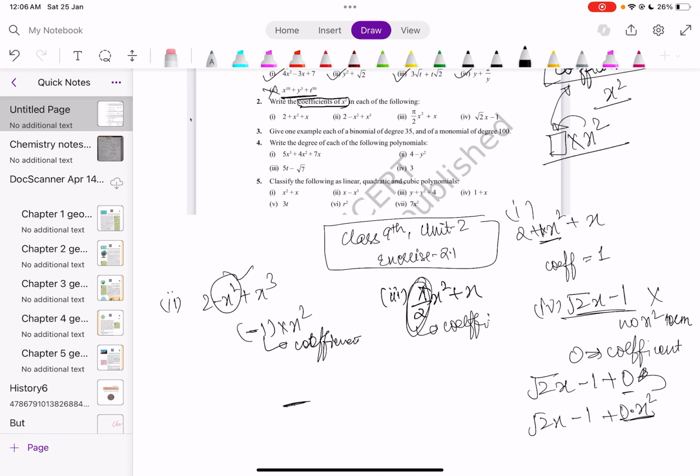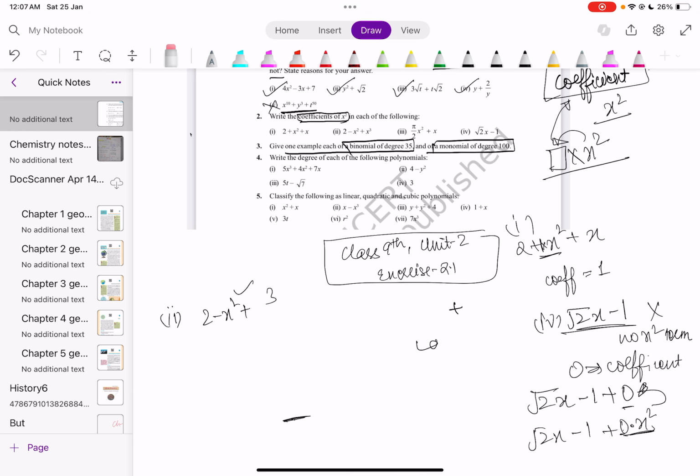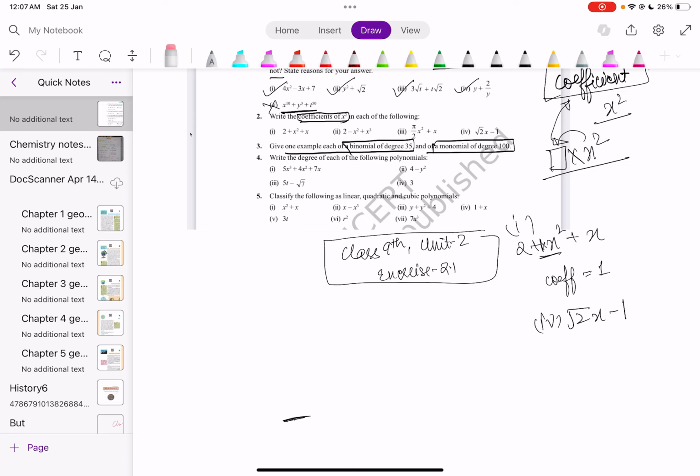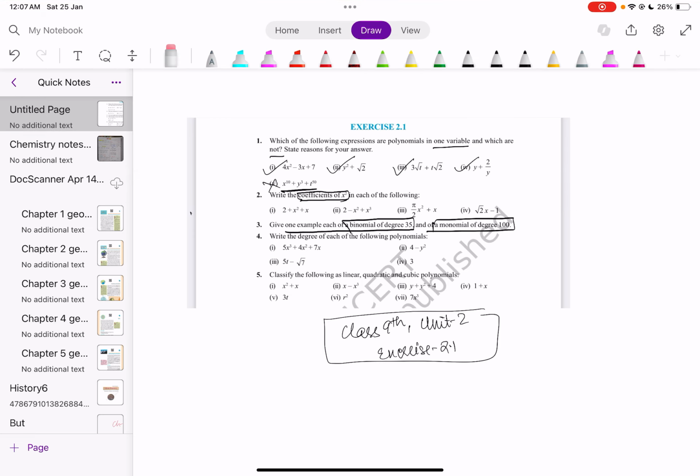Alright. Third, we need to write down a binomial of degree 35 and a monomial of degree 100. Before writing this down, we need to know what is meant by saying degree. As I've already mentioned, break the question, you'll get the answer. So here it is asking us to write a binomial of degree 35. So first of all, we need to know what is meant by saying degree.